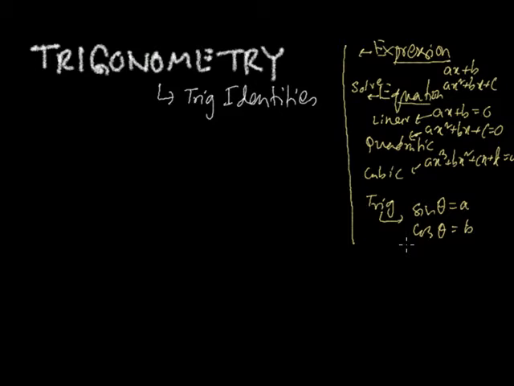Now let's talk about, since now we have a new sort of an equation and we are trying to solve it, how do we solve that equation? But before that, let's talk about some basic trigonometric identities, because unless we have that, we will not be able to solve that equation.